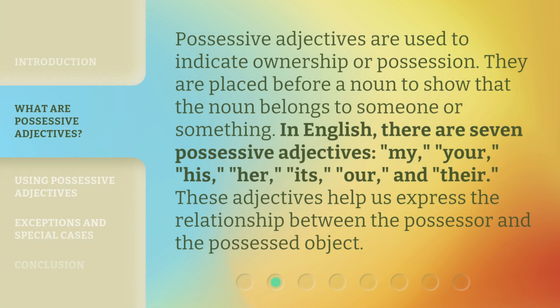Possessive adjectives are used to indicate ownership or possession. They are placed before a noun to show that the noun belongs to someone or something. In English, there are 7 possessive adjectives: my, your, his, her, its, our, and their. These adjectives help us express the relationship between the possessor and the possessed object.